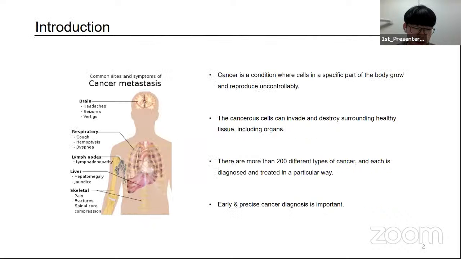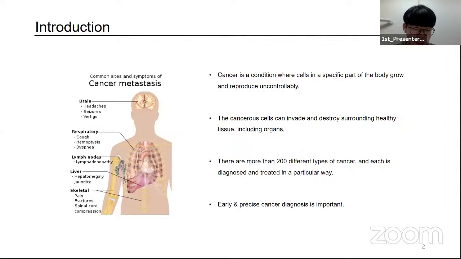First of all, cancer is a group of diseases involving abnormal cell growth with the potential to invade or spread to other parts of the body. Cancer sometimes begins in one part of the body before spreading to other areas. This process is known as metastasis. There are more than 200 different types of cancer, and each is diagnosed and treated in a particular way.